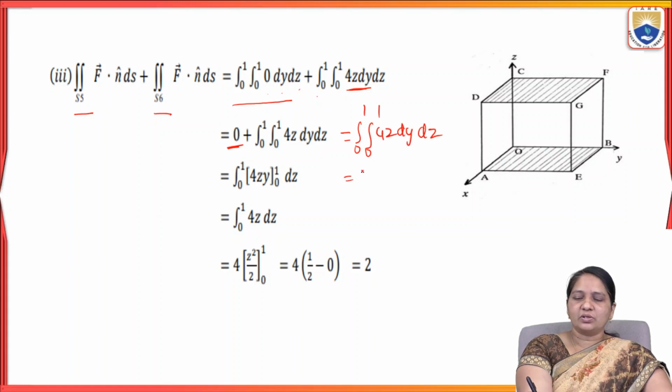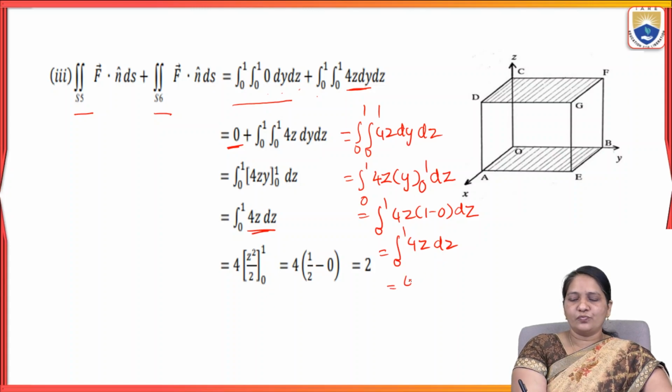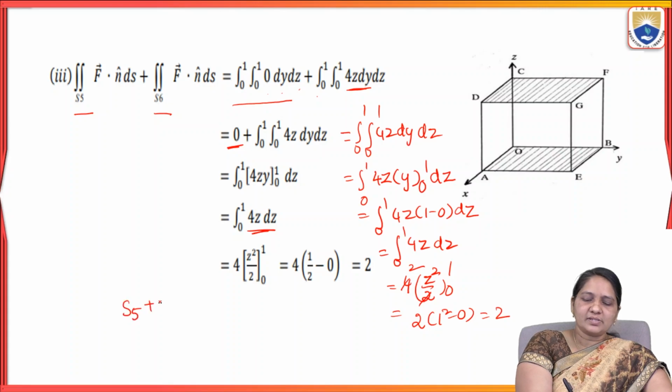First we are doing with respect to y. So integral 0 to 1, 4z into integral dy is y, limits are 0 to 1, into dz. Upper limit minus lower limit, so 4z into 1 minus 0 into dz. Finally, we got integral 0 to 1 of 4z dz. Now, 4 is the constant, and integral z is z square by 2, limits are 0 to 1. So this value is 4 into 1 square by 2 minus 0. Finally, this is 2. So the S5 plus S6 value we got is 2.